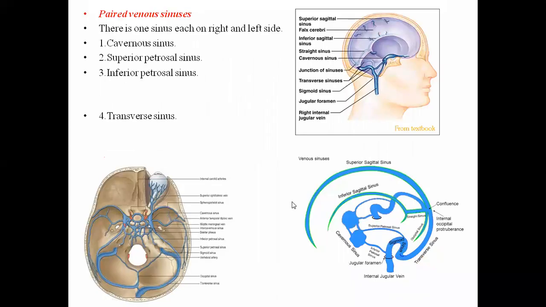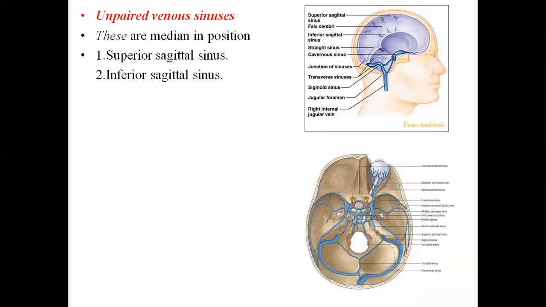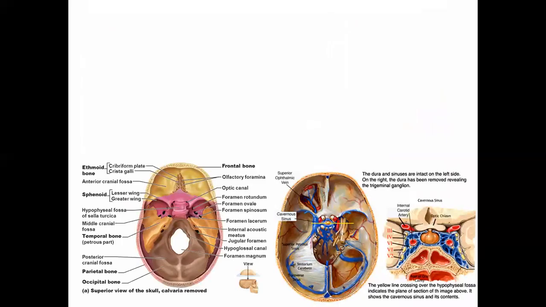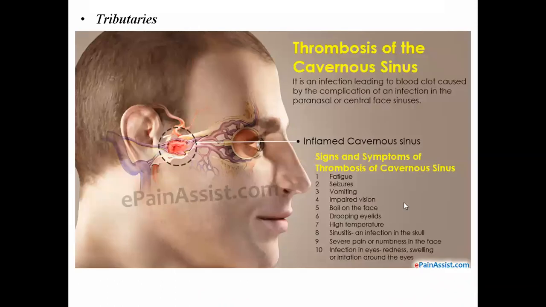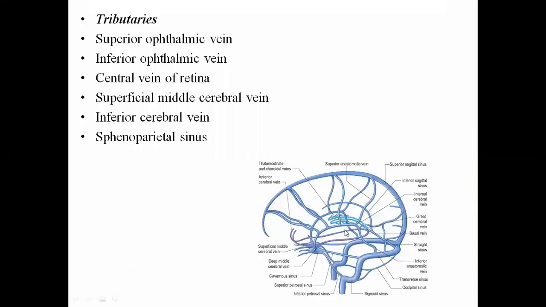Then that infection leads to thrombosis of the cavernous sinus. If it reaches one sinus, it can reach any sinus because everything is connected. That's what you're seeing here. All the sinuses are connected with each other.